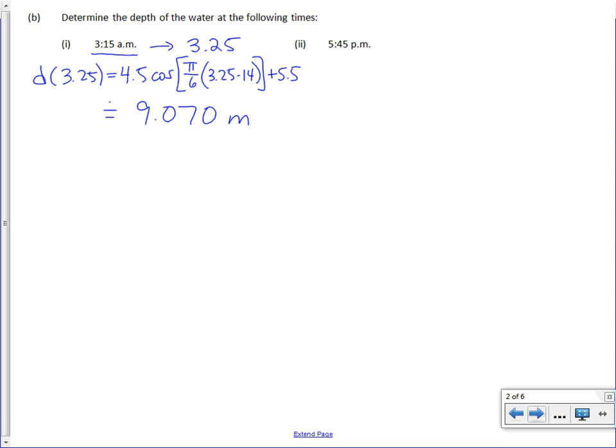Honestly, it's for your benefit to try and make sure you can do it on your calculator. Make sure you're in radian mode. If people are taking physics, be careful. Okay?